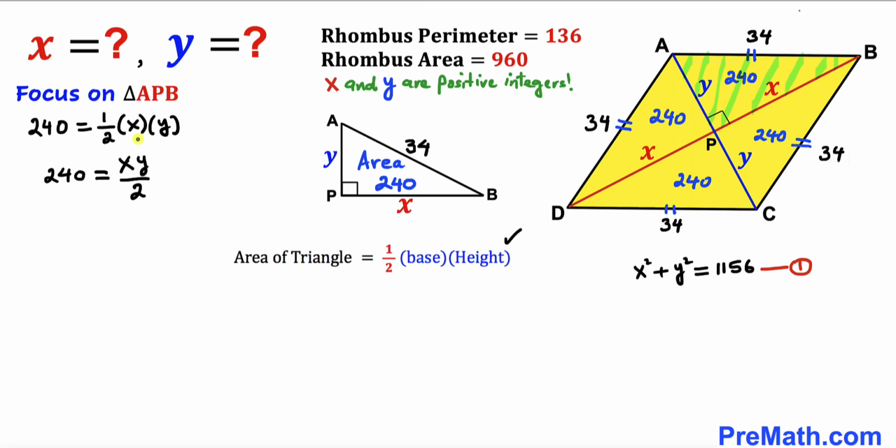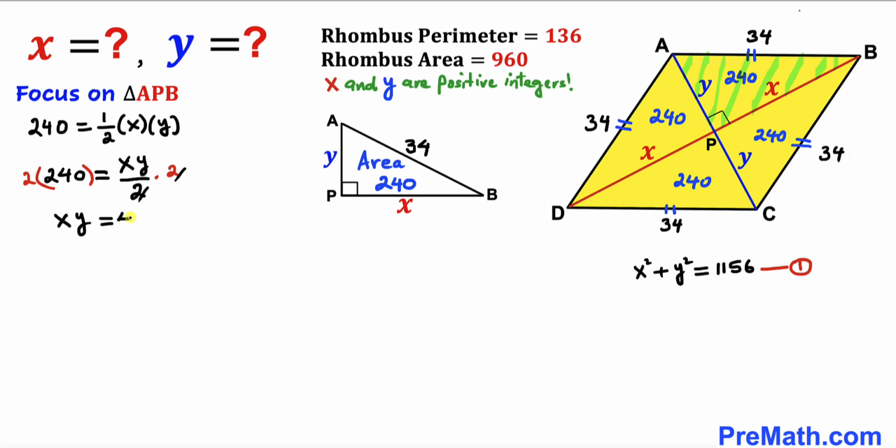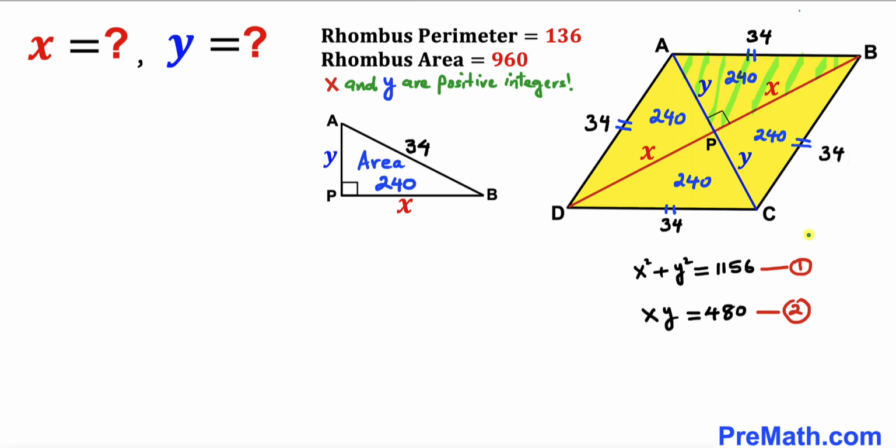The right-hand side could be written as X times Y divided by 2. Now let's multiply both sides by 2 to remove this fraction. So this 2 and 2 is gone, and our XY value is 480. Let me call this equation number 2. Now we end up with these two equations, and we are going to solve them for X and Y.